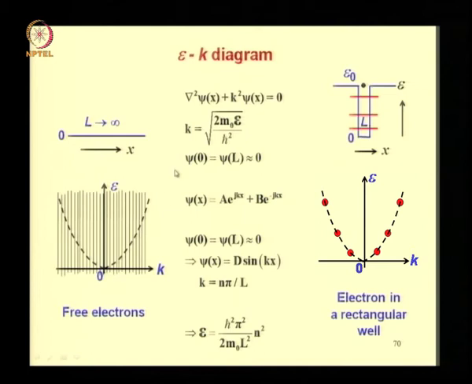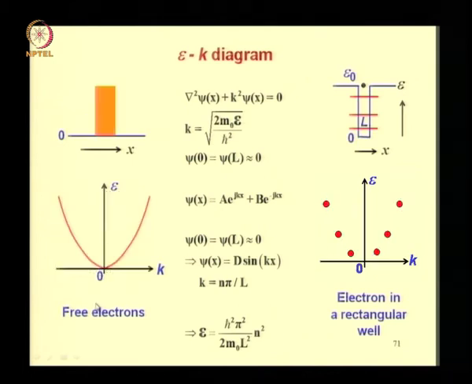Now again you put the relation between energy and momentum, the parabolic relation. This is this line, and the points on this line which are intersecting with these vertical lines tell you all the allowed energies, and in the limiting case of L tending to infinity this entire line would be allowed, and that is what is shown here.